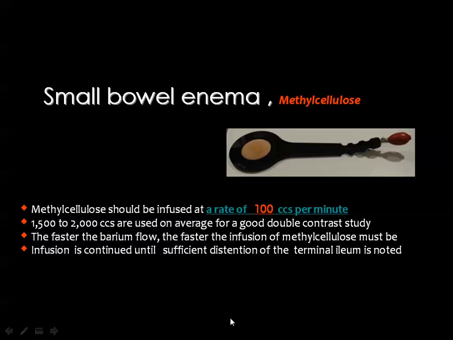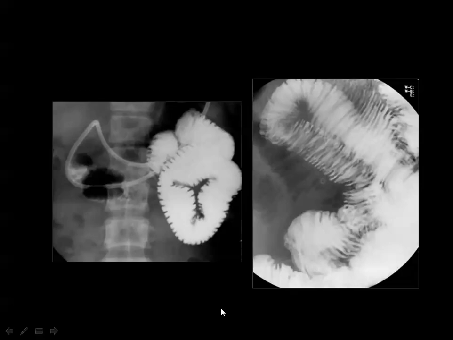And we support the barium injection by injection of methyl cellulose, which is infused at a rate of 100 cc per minute through the tube, also to get a double contrast study of the small bowel. And in a single examination, up to 1.5 to 2 liters of methyl cellulose can be injected together with the barium in order to delineate the whole of the small bowel.